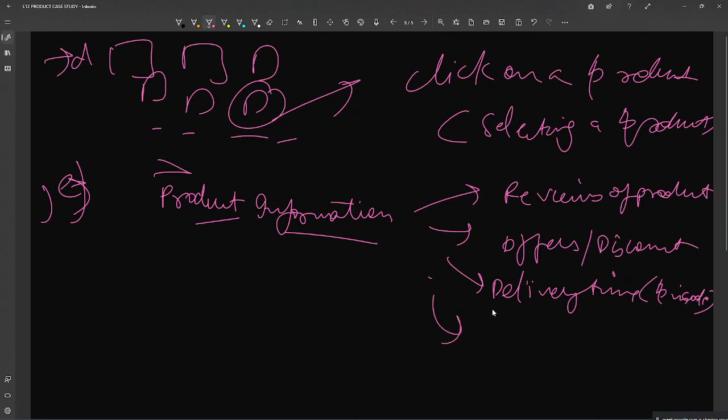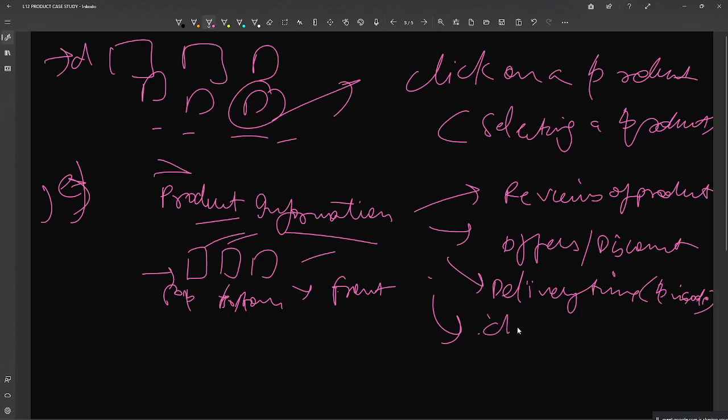You can also see how that product looks. There are several images of that product, right? Different angles: this is the top angle, bottom angle, this is the front angle. So different types of angles are there for the product, and you can check out the product very well in detail, right? What happens then? What next?